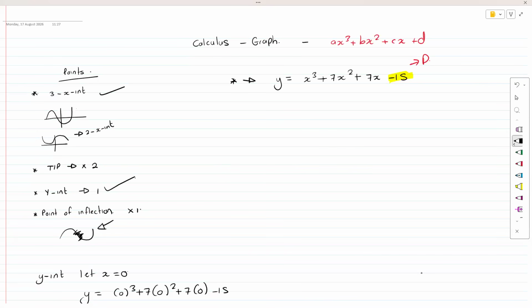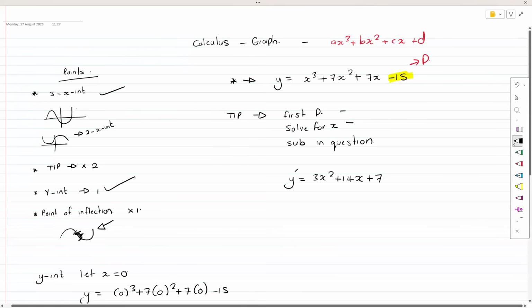We need our turning points. So the rules for turning points, guys, are: first derivative, solve for x, and substitute into the original. You could give a statement, but it's fine, right? So the first derivative, y prime, equals 3x squared plus 14x plus 7, right? That's fine. We did the first derivative.